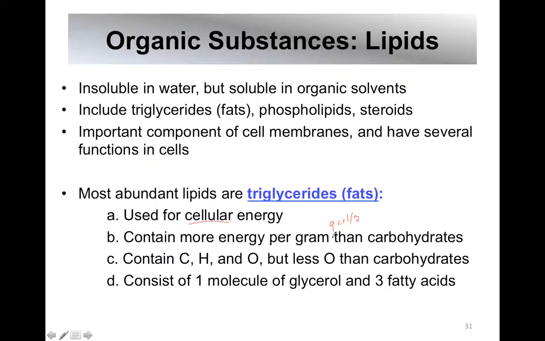Like carbohydrates, lipids are mainly made of carbon, hydrogen, and oxygen, but there's a lot less oxygen than in carbohydrates. And generally, lipids have a molecule of glycerol and 3 fatty acids. So the monomers, or the building blocks for lipids, are glycerol and fatty acids.